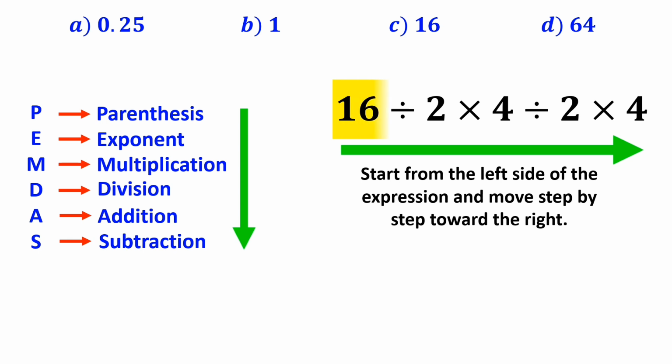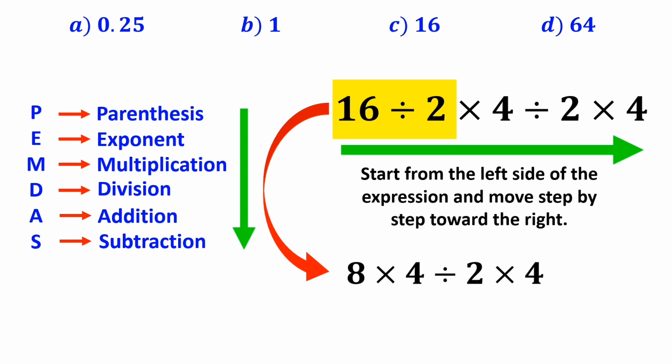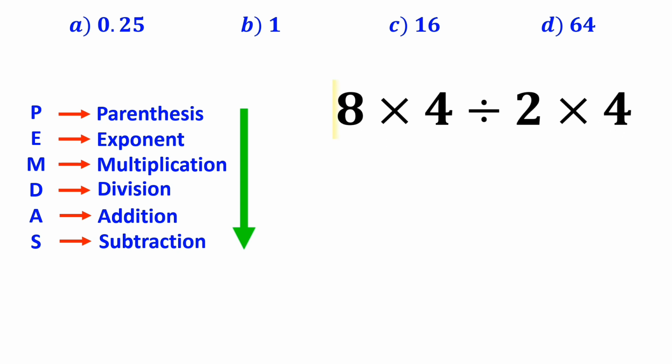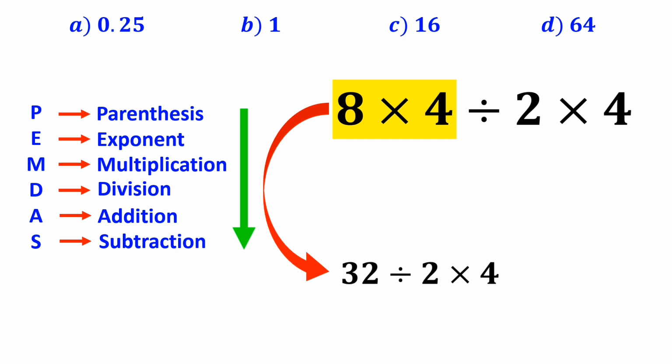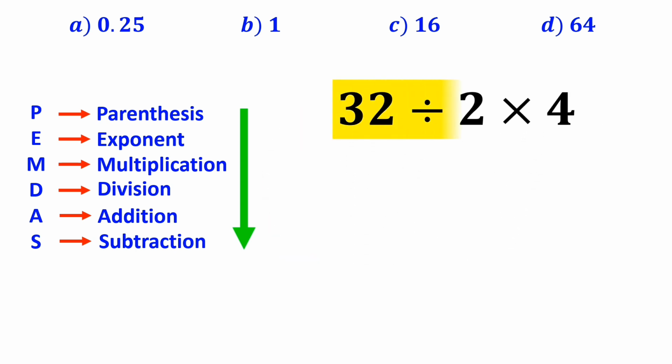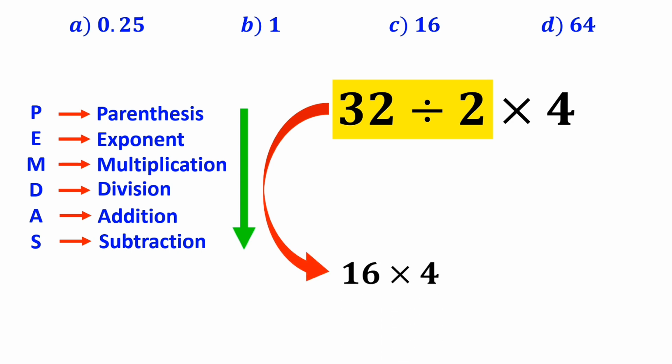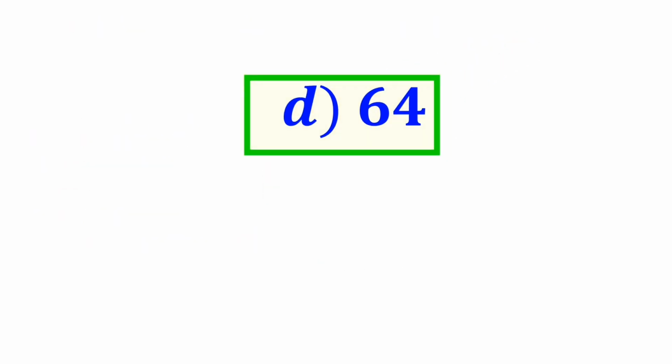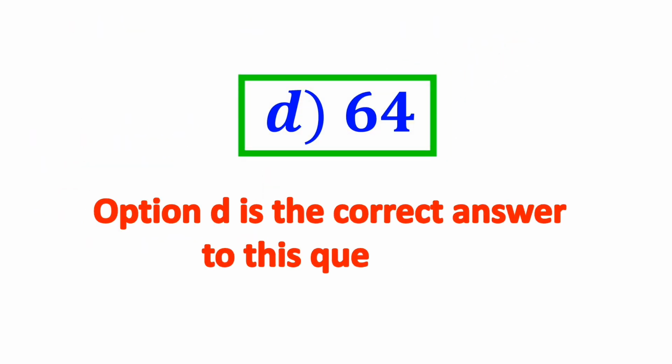So, we should start with the expression 16 divided by 2 and replace it with 8 times 4 divided by 2 times 4. Next, we move on to the multiplication between 8 and 4, which simplifies the expression to 32 divided by 2 times 4. Then, we do the division between 32 and 2 and rewrite this expression as 16 times 4. And finally, it gives us the final answer, which is 64. Therefore, option D is the correct answer to this question.